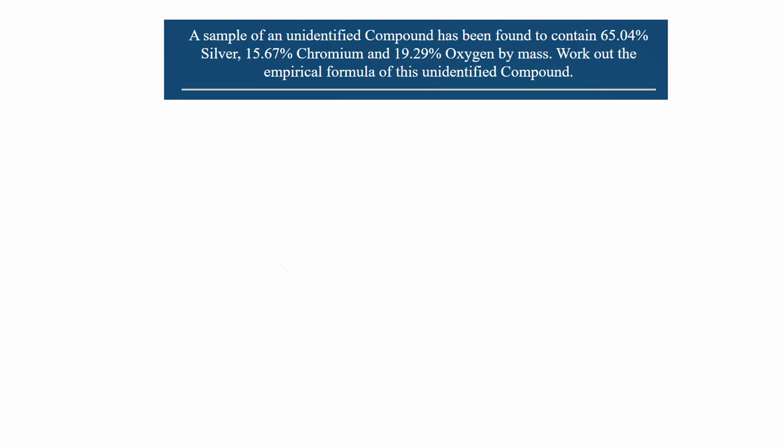In this situation, we have an unidentified compound which contains silicon, chromium, and oxygen. And we've been asked to figure out the empirical formula of it. We've been presented the percentage abundances in the question. Now, to start off, I'm going to take a look at the percentages given by mass in the question.